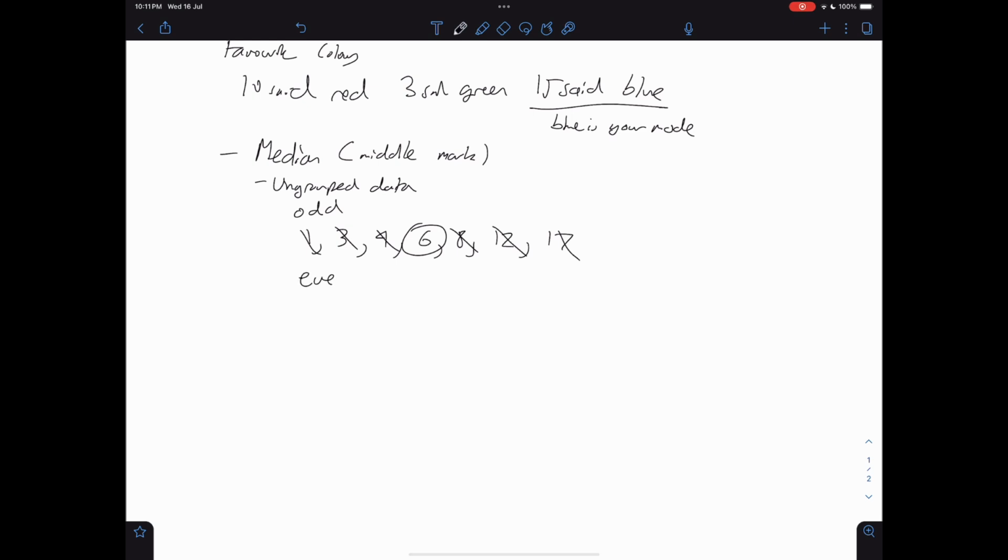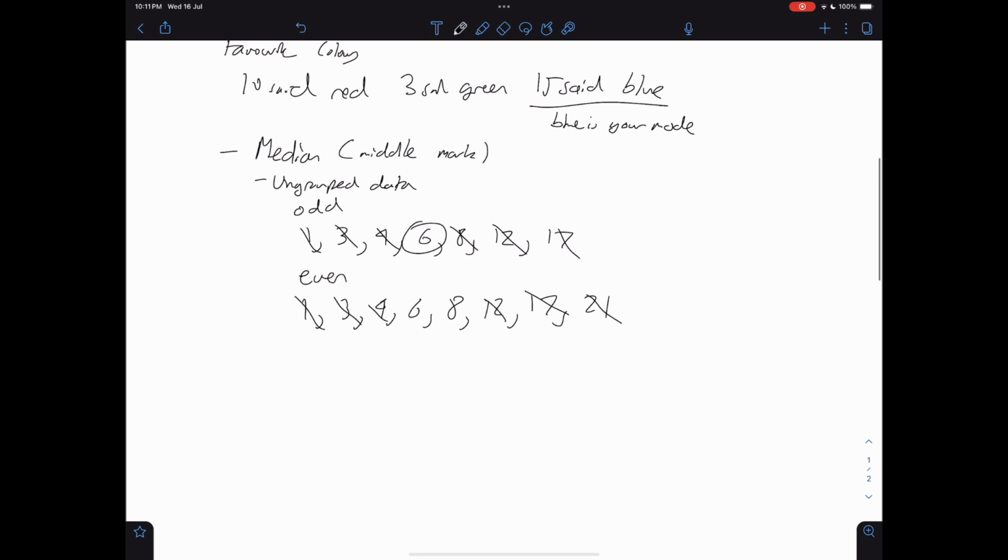But then if we had an even number of things, so let's say 1, 3, 4, 6, 8, 12, 17, 21, we've got a problem. We don't have a middle number technically. So what we do is we take these middle ones, add them together, then divide by 2, which will give us 7. 7 is our median.